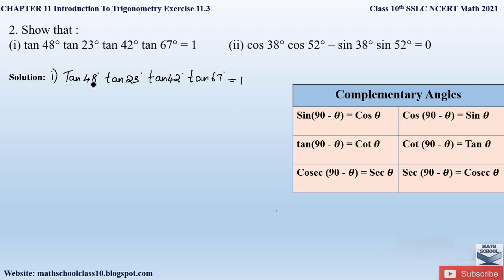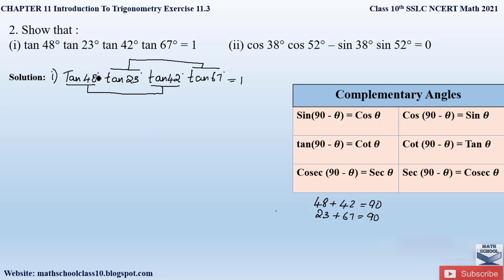Here you can observe that 48 plus 42 is equal to a 90 degree angle. Tan 48 and tan 42 form complementary angles, that is, any two angles whose sum is equal to 90 degrees are called complementary angles. Similarly, 23 plus 67 is equal to 90 degrees. So tan 23 and tan 67 are also complementary angles. Right, so here we have done the grouping of complementary angles.